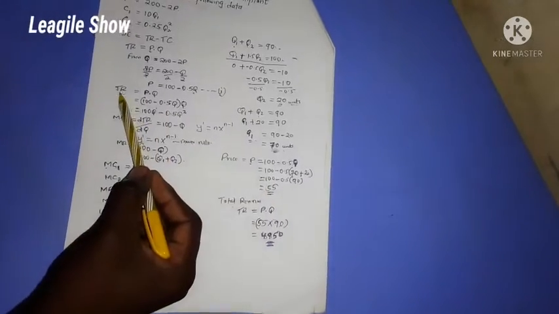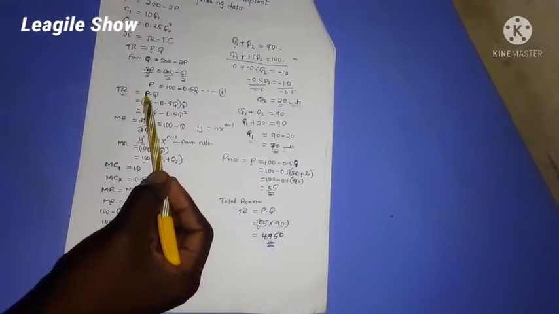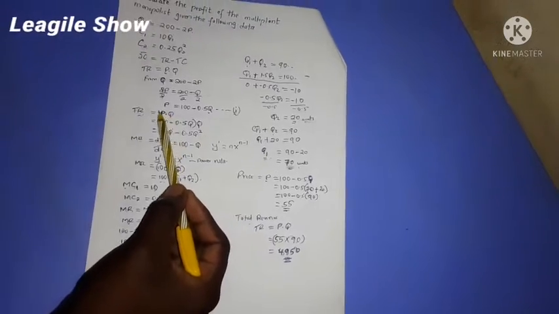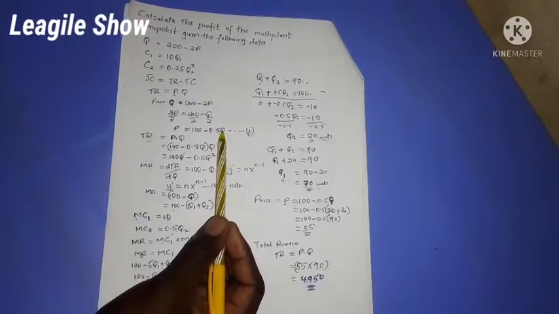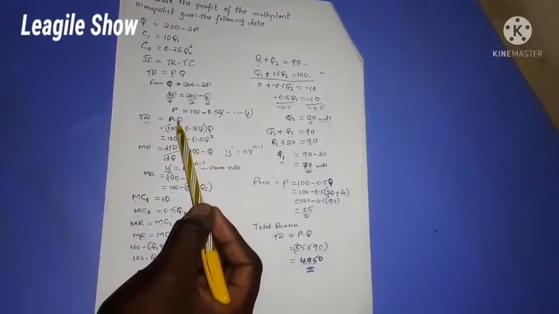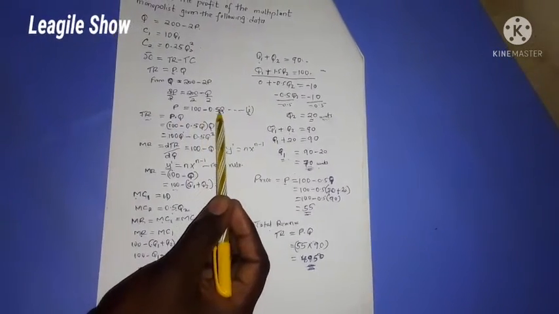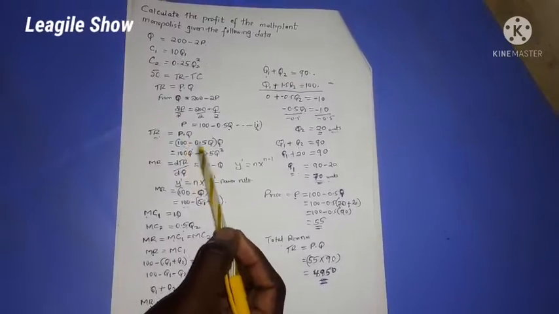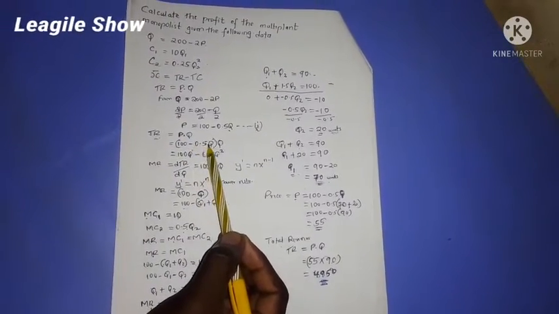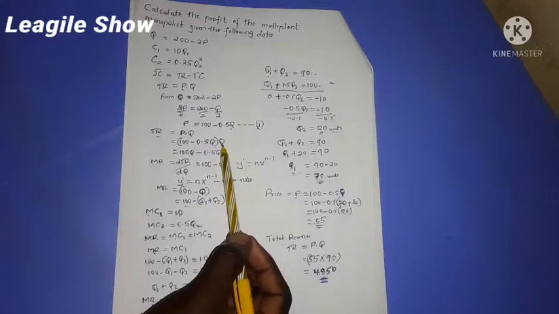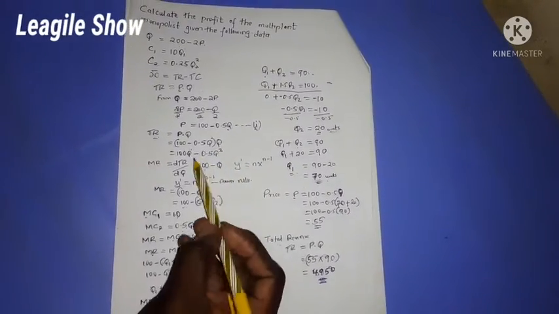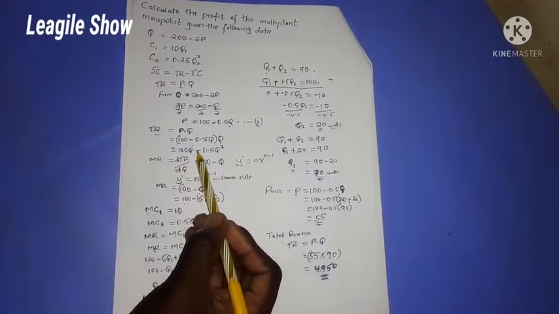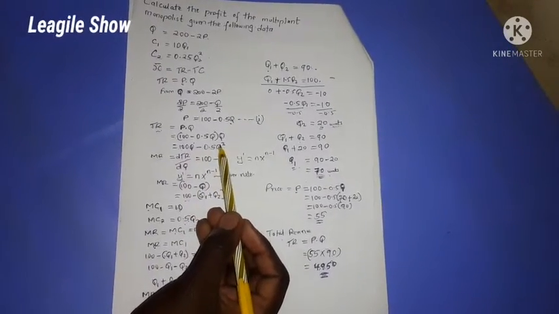Now remember, I said total revenue is given by price times quantity, and our price equation is 100 minus 0.5q. By substituting 100 minus 0.5q in place of p, we'll have 100 minus 0.5q times q. Then we open the bracket, and that will be 100q minus 0.5q squared.